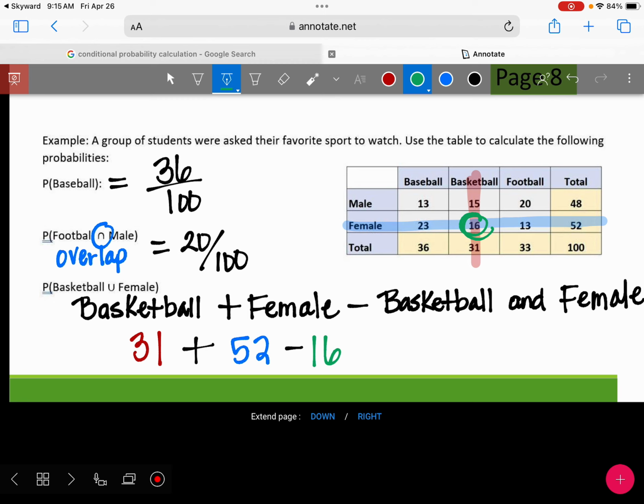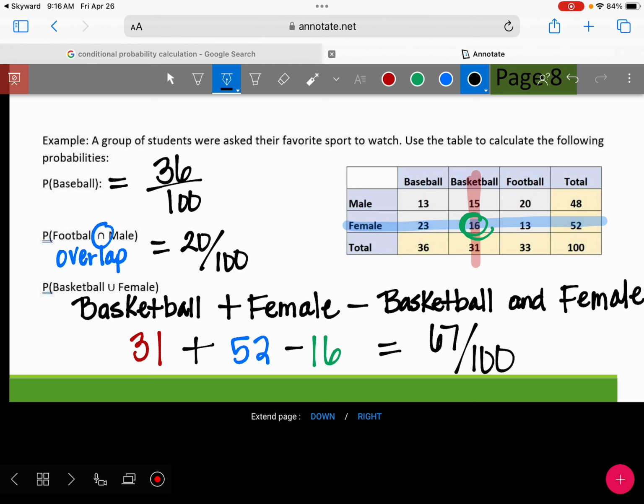So we have to subtract the overlap. So pick up your calculators. Add 31 plus 52 and subtract 16. And what did you get, Xavier? 67. Anybody else get 67? And it's over the total, which is 100. And that would be your three probabilities. So the OR is the only one that has a formula.